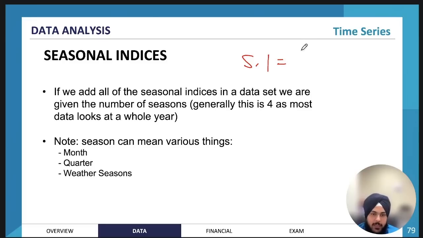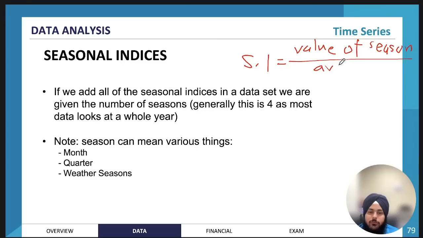So whatever the value is, the value for the season, we divide that by the seasonal average. This way we can determine how far above or below that particular value is from the seasonal average. So the seasonal index is the value of the season over the yearly average.